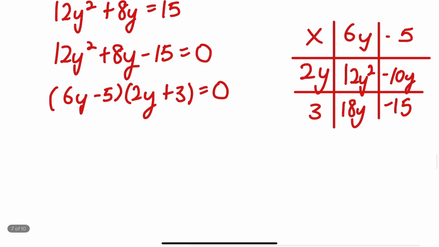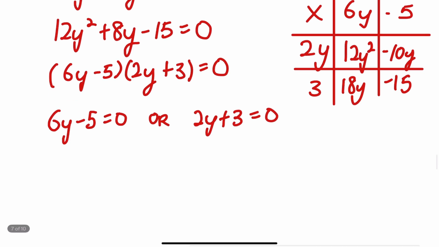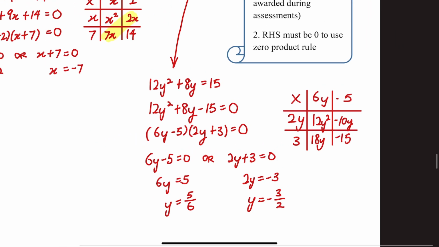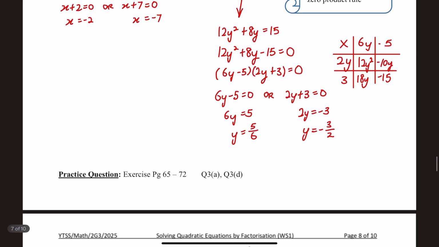Now I can apply my zero product rule. 6y minus 5 is equal to 0, or 2y plus 3 is equal to 0. Therefore, 6y is equal to 5, y equals 5 over 6, or 2y equals negative 3, y equals negative 3 over 2. And that is your answer for part B. Alright, so let's now move on.